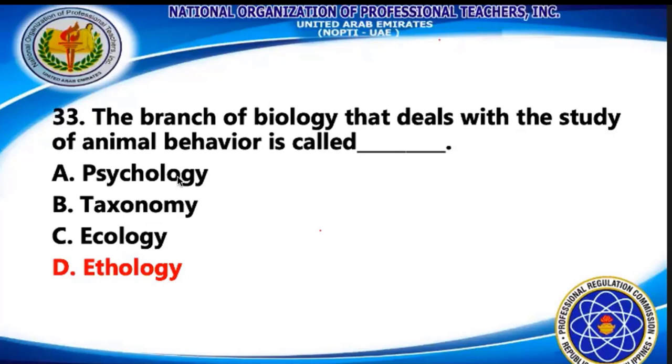Kasi syempre ang psychology nag-i-study yan ng behavior pero hindi sa animals kundi human behavior. Yun yung role ng mga psychologists. So ethology is a branch of biological science that deals with animal behavior. Kasi yung ecology, syempre sa environment, yan, sa relationships. Taxonomy, ito naman ay sa naming and classifying organisms. Yan yung taxonomy. Dyan nabibilang yung mga scientific names, phylum, kingdom, yan yung taxonomy of living things.